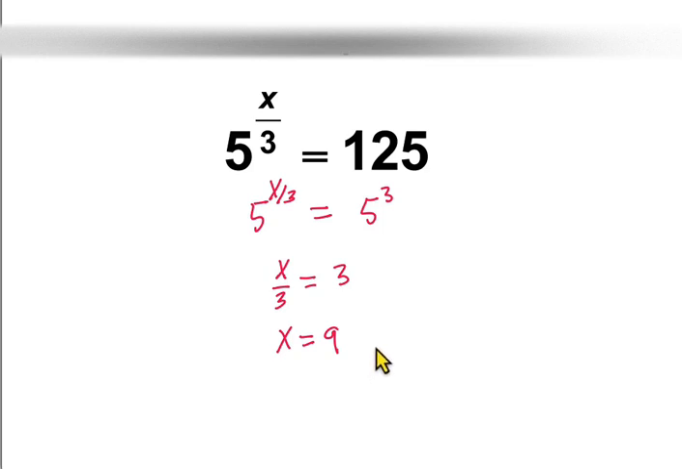When solving exponential equations, look for ways of rewriting the expressions so that they have a common base. When you do that, you can write an equation using the exponents.